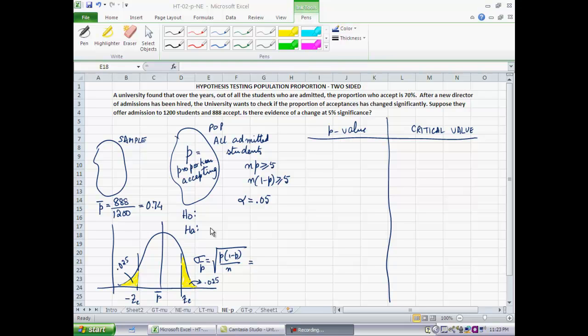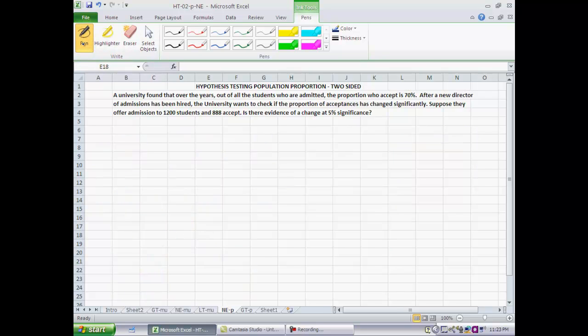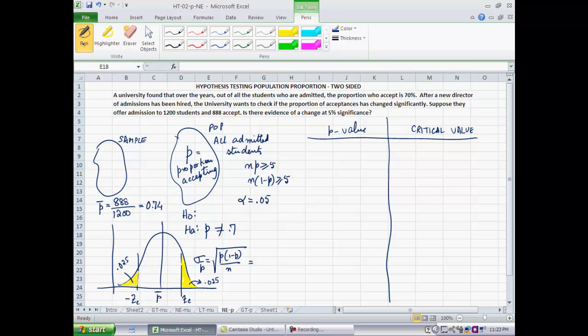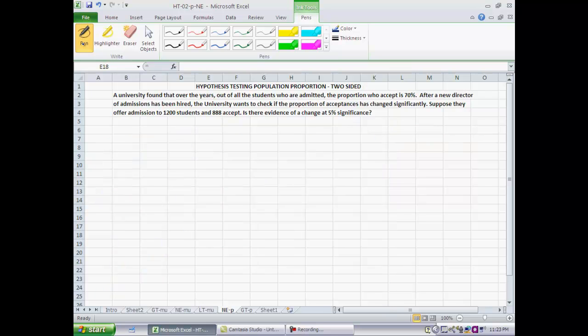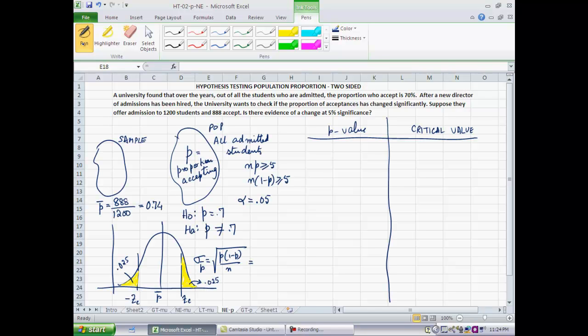So in this case, the condition I want to check is whether or not the proportion of acceptances of these students has changed significantly. Therefore, that outcome I would put as the alternate hypothesis. So P not equal to 0.7. And why did I put it as the alternate? Because if this result, P not equal to 0.7, is established, that would be a consequence of the rejection of the null. Hence my null hypothesis is P is equal to 0.7.